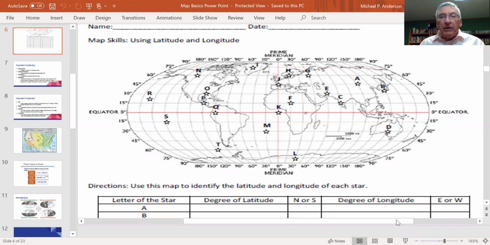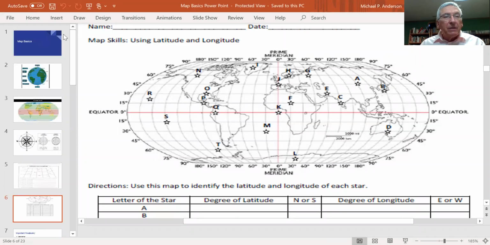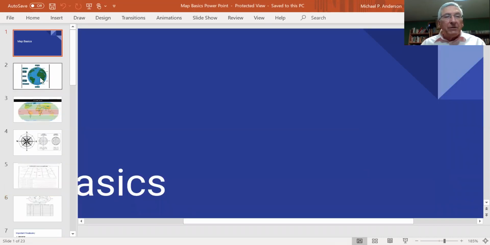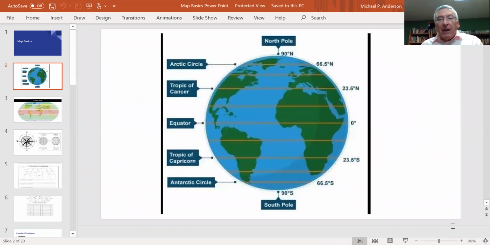And welcome back. Hopefully you have this sheet in front of you. All right, map basics has got a lot to it. I'm going to give you some vocabulary that's kind of important for you to know. So let's pull up this PowerPoint, and we're going to go up to the beginning of the PowerPoint. Map basics. Okay, take a look at this globe. I'll make it just a little smaller for you so you can see it a little better.